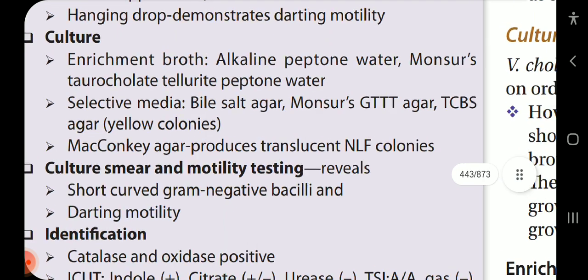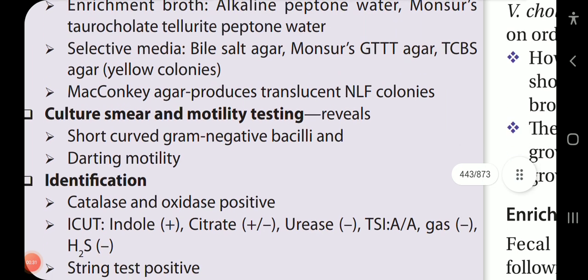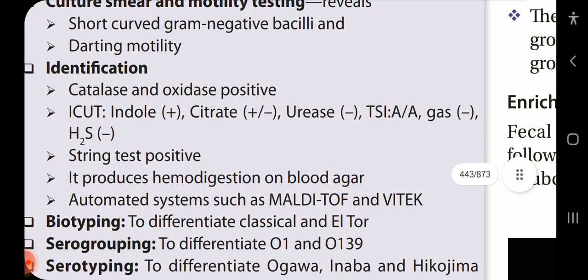Culture: enrichment broth, alkaline peptone water, Monsur's taurocholate tellurite peptone water. Selective media: bile salt agar, Monsur's gelatin taurocholate trypticase tellurite agar, TCBS agar with yellow colonies. MacConkey agar produces translucent NLF colonies. Culture smear and motility testing reveal short, curved, gram-negative bacilli and darting motility.